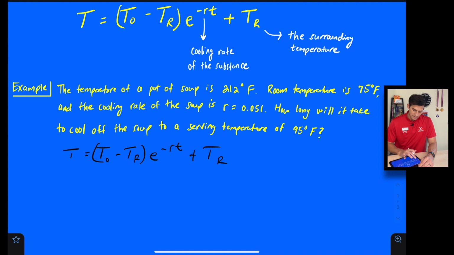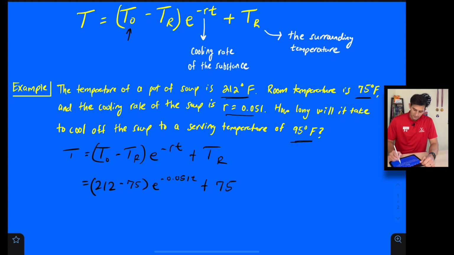So I know that the temperature of a pot of soup is 212 degrees, so that is my initial temperature, T sub O. I know that's 212. My surrounding temperature is 75, so this is going to be minus 75. We have e. My r value, or cooling rate, is 0.051, so negative 0.051. We're trying to figure out how long it'll take to cool off the soup, so we don't know our lowercase t. And we have 75 here as well. This 95 is our serving temperature, which would be our capital T, so we can plug in 95 right there.